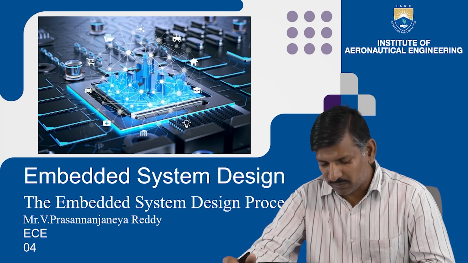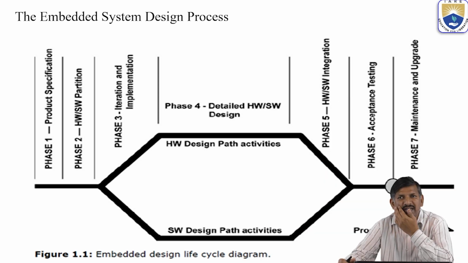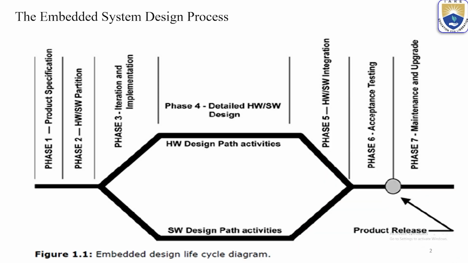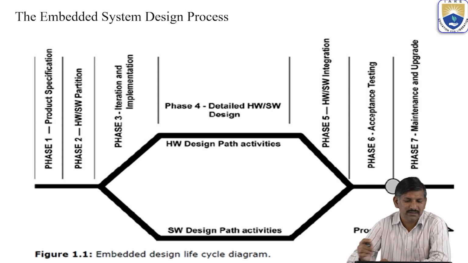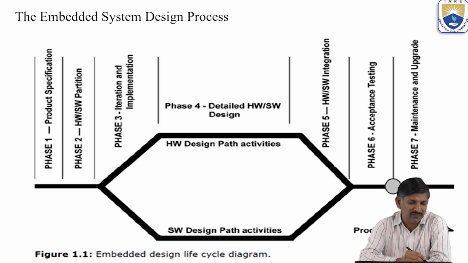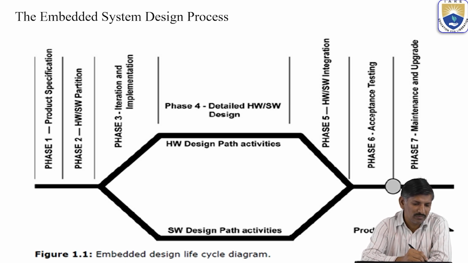Next, coming to the design process, embedded system design involves 7 stages. The first stage is product specifications.